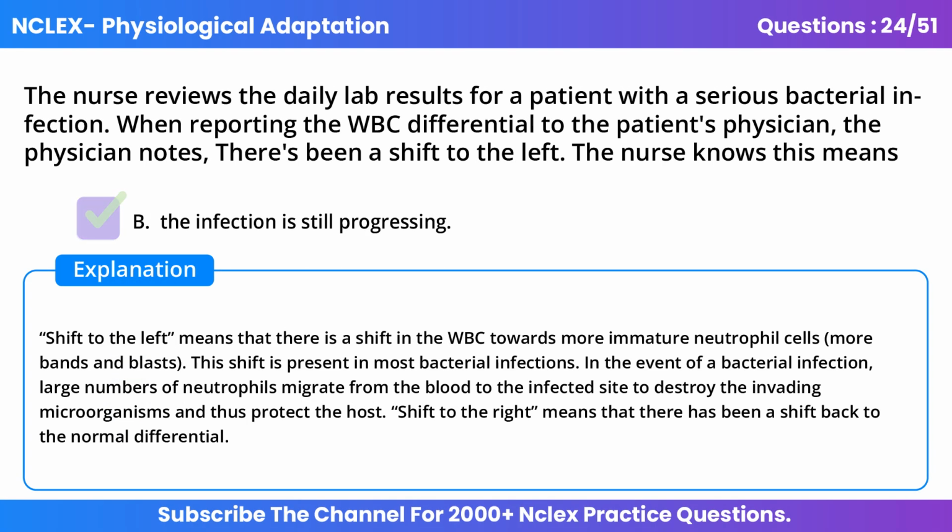Shift to the left means that there is a shift in the WBC towards more immature neutrophil cells, more bands and blasts. This shift is present in most bacterial infections. In the event of a bacterial infection, large numbers of neutrophils migrate from the blood to the infected site to destroy the invading microorganisms and thus protect the host. Shift to the right means that there has been a shift back to the normal differential.